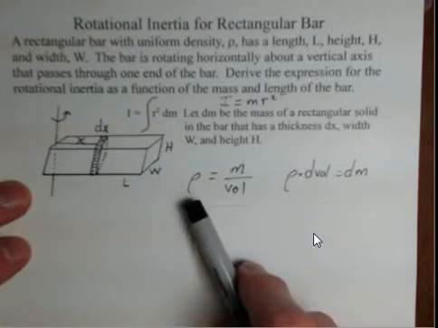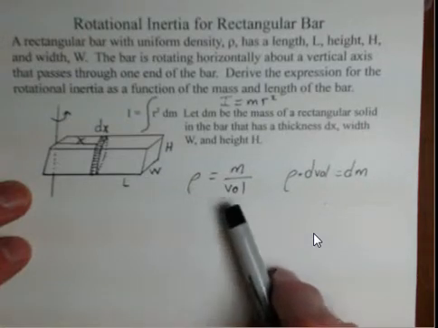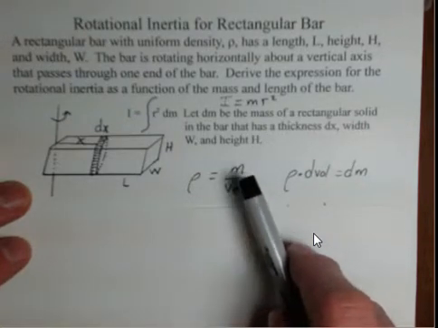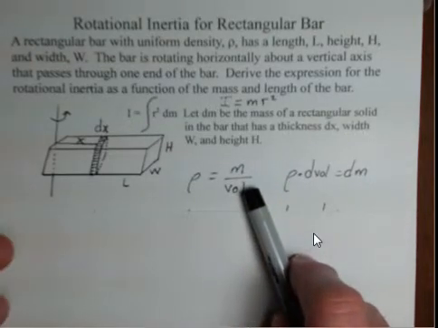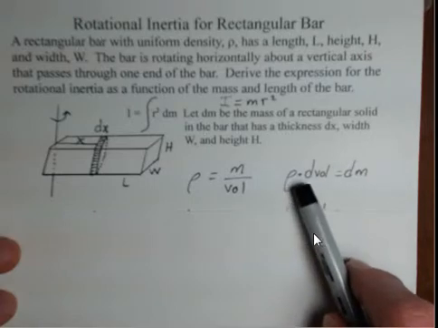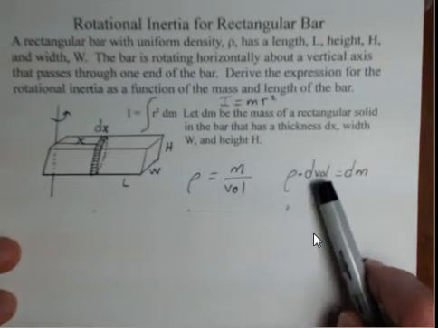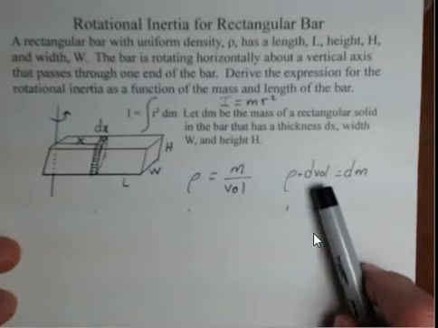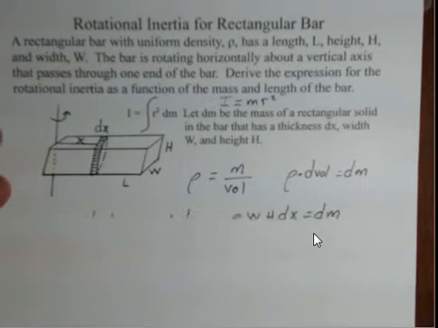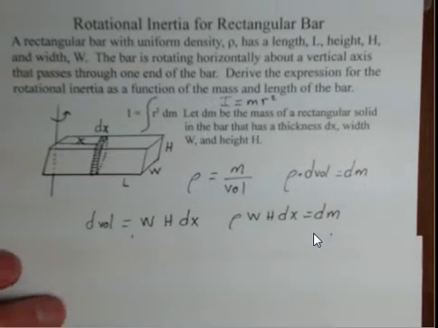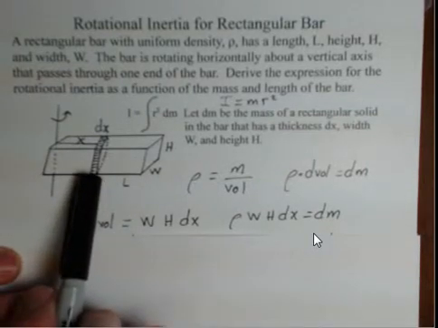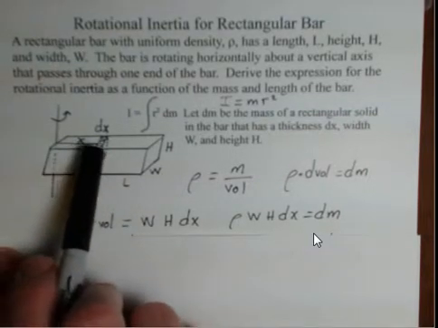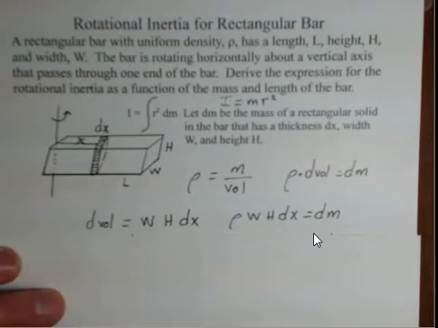Well, we start by realizing the density is mass over volume. If I want a dm, I need a dV, a d volume, and multiply both sides by d volume. We get density times an infinitesimal volume would be an infinitesimal mass. Let's see how we can develop that. Well, if we use this little infinitesimal volume here that's shaded in, it's a distance x away from the axis. We'll get to that in a minute.